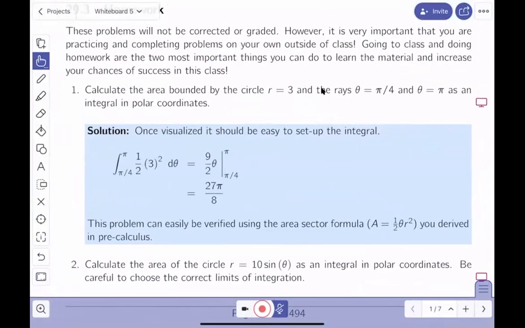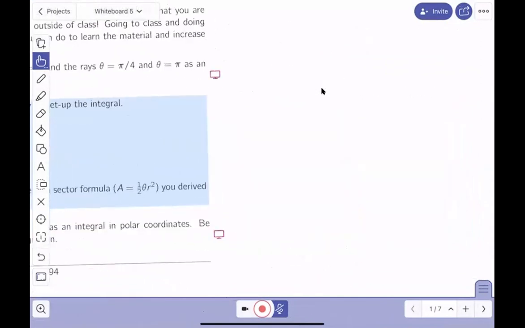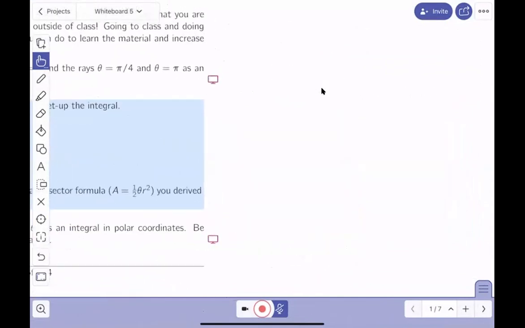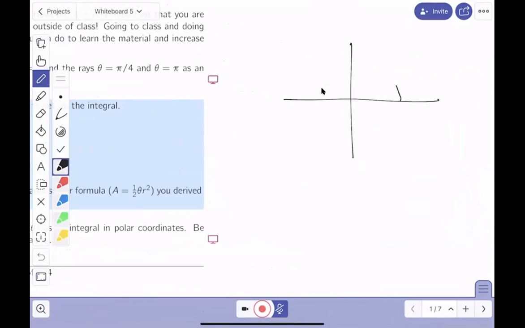And first question is calculate the area bounded by the circle r equals 3. Well, at least they're telling me it's a circle. I'm going to draw that down. Radius 3. And again, that's my attempt at doing a circle. The equation's r equals 3. It's centered at the origin.